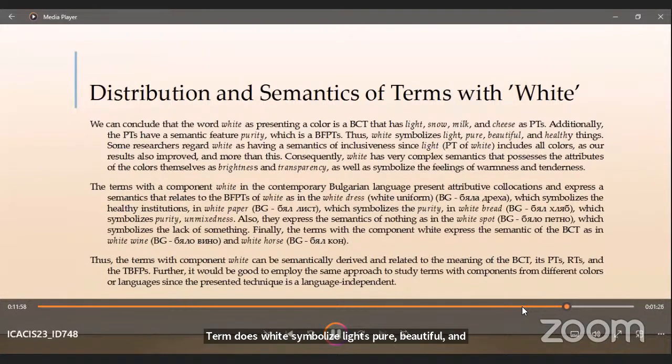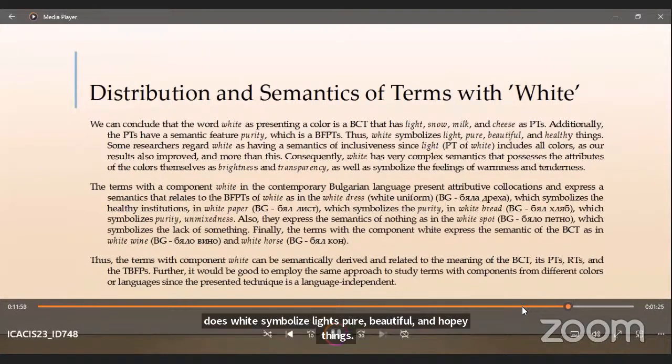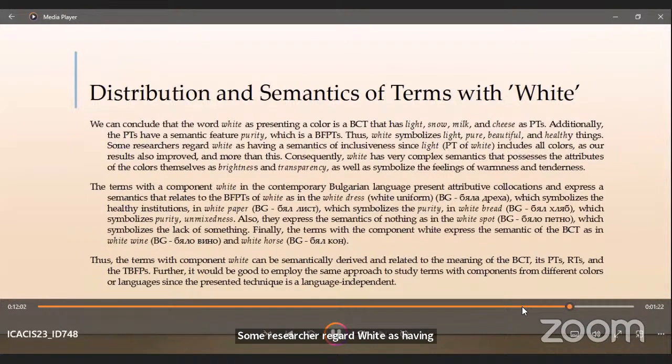Some researchers regard white as having a semantics of inclusiveness in light, since light as a prototype of white physically includes all colors. And our results also improved on this. Consequently, white has very complex semantics that possesses the attributes of the color itself. It also includes brightness and transparency, as well as symbolizing the feeling of warmth and tenderness.